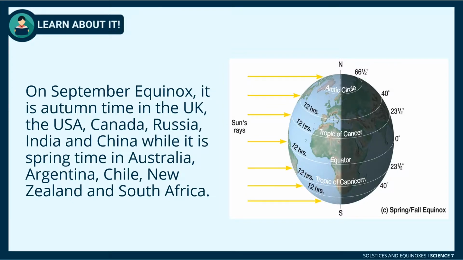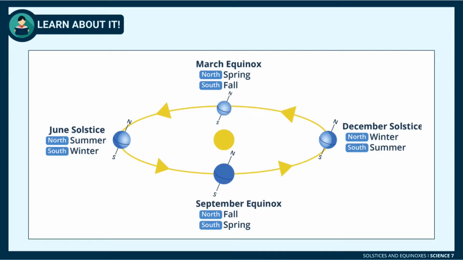To summarize, it is summer in the northern part of the world while winter in the south during the June solstice. In December solstice, it is winter in the northern hemisphere while summer in the southern hemisphere. The southern hemisphere experiences spring during September equinox while fall in the north. Oppositely, with March equinox, it is spring in the north while autumn in the south.